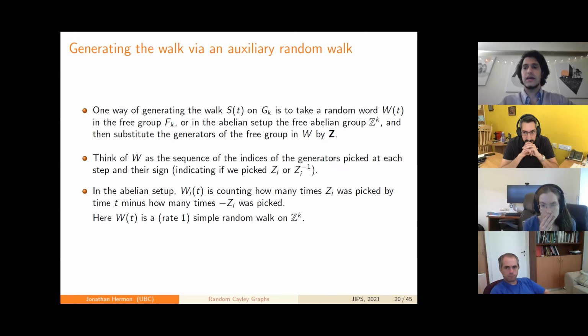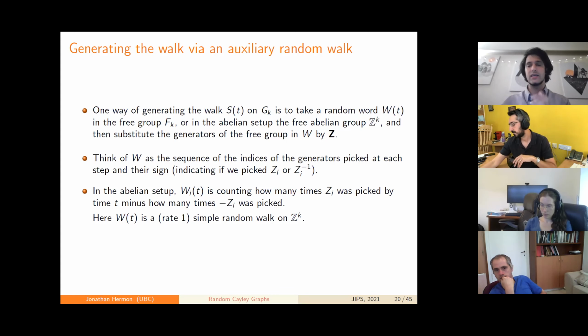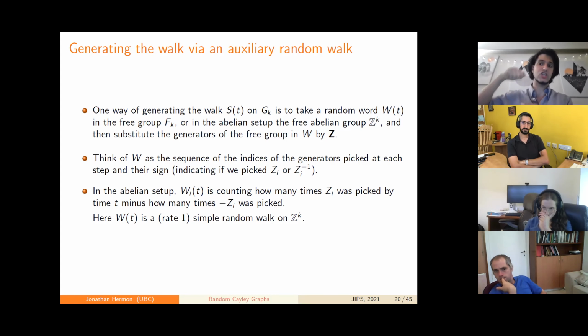It would be useful moving forward to give you a simple description of how we can generate the random walk on the Cayley graph. We think about it as happening in two steps. Let S_t be the random walk on the random Cayley graph. First of all, we sample a random word, W_t, in the free group. It's either the free group, which is only going to be relevant for non-abelian groups, or the free abelian group, Z^k. So we first take this word in the free group, and then we substitute the generators.